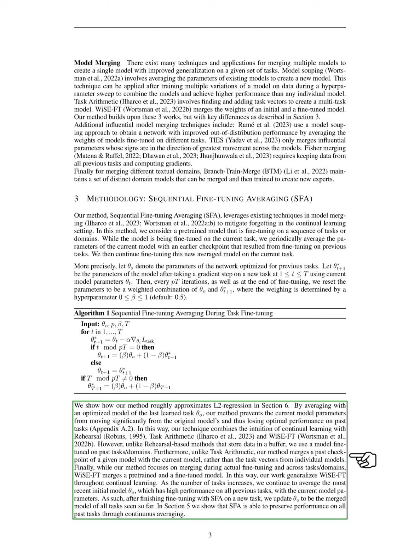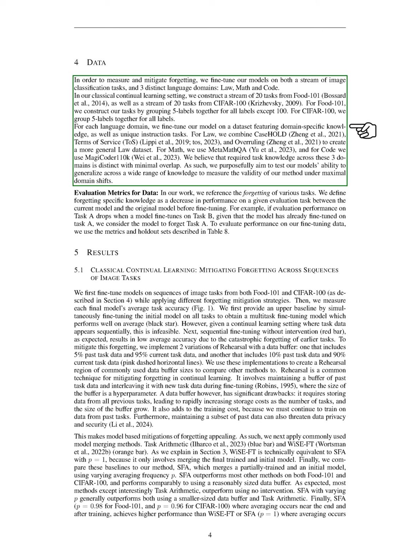As we encounter more tasks, we continue to average the most recent high-performing model with the current parameters, updating the past model to reflect the merged results after each new task. To evaluate our method, we fine-tune models on a series of image classification tasks and 3 distinct language domains: law, math, and code. We create a stream of 20 tasks from Food 101 and CIFAR 100, grouping labels accordingly.